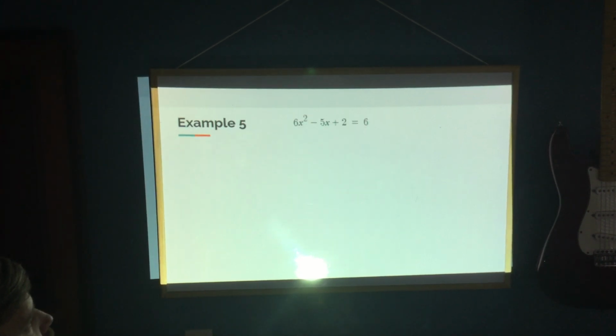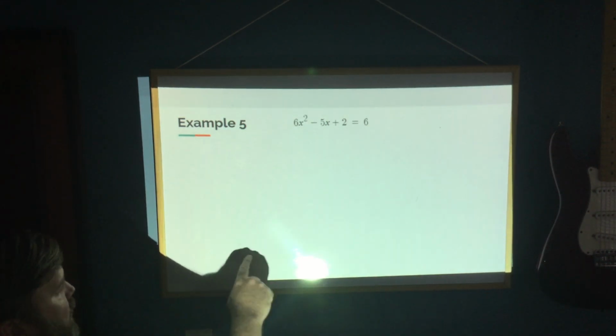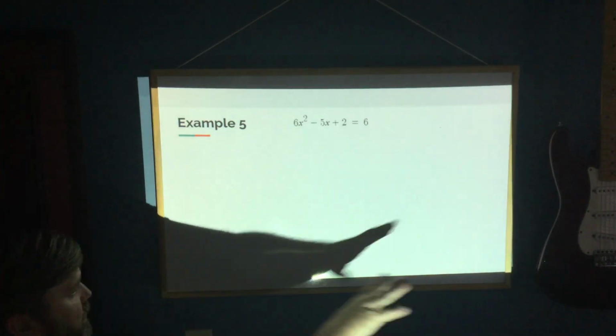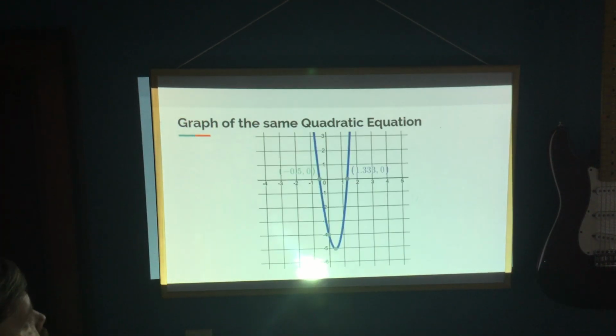So in other words, do this slide when I had x equals 4/3 and x equals -1/2. You're done. You don't have to do the prove that it is and all that stuff.